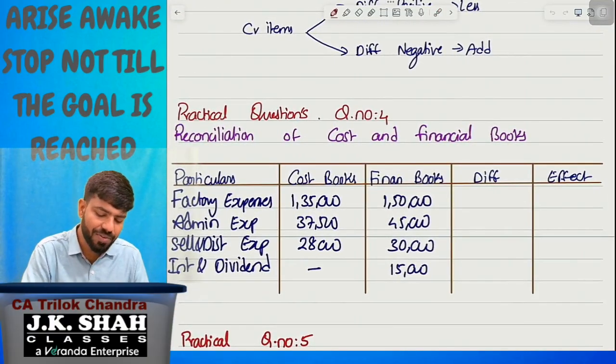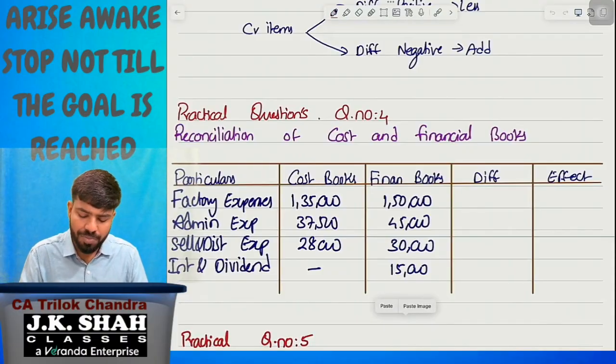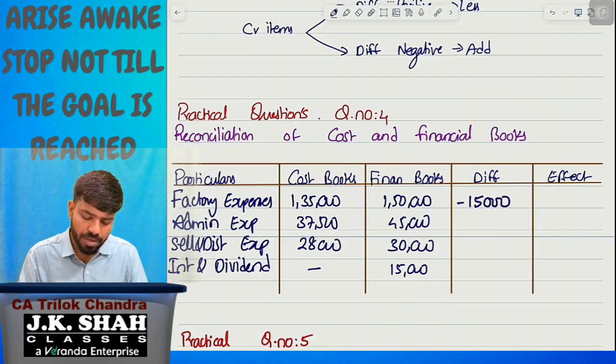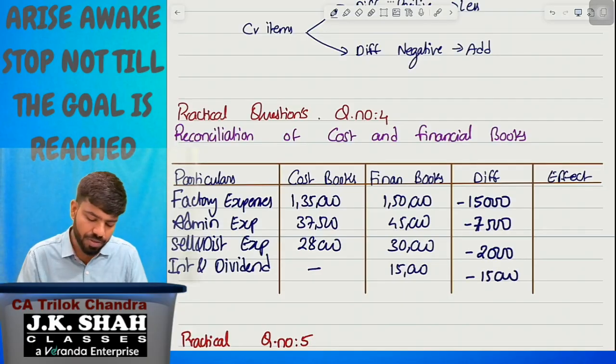Now, let's write the difference. 1,35,000 minus 1,50,000 is minus 15,000. 37,500 minus 45,000 is minus 7,500. 28,000 minus 30,000 is minus 2,000. 0 minus 15,000 is minus 15,000.